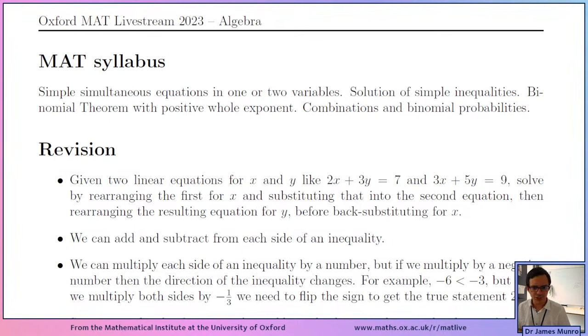The binomial theorem there, which split over two lines in my document, sorry about that. The binomial theorem with a positive whole exponent, that means you multiply out something to the power of n, where n is a positive whole number. And combinations and binomial probabilities really just means the basic counting problems, where if you don't like probability theory, you could do this sort of counting argument. And in the revision notes, I've tried to explain everything both in terms of probability and in terms of counting, to reassure people who don't like probability that you have this option of counting possibilities.